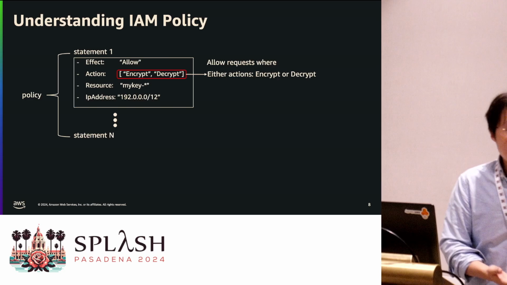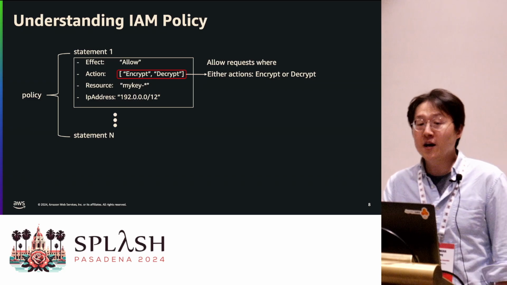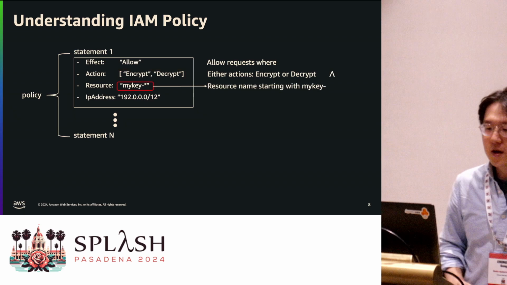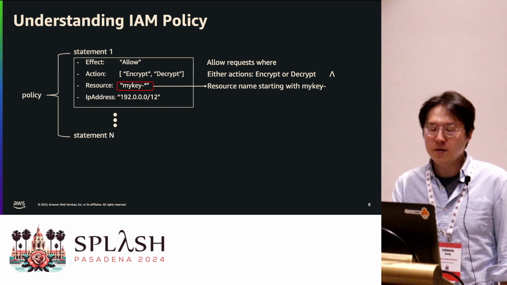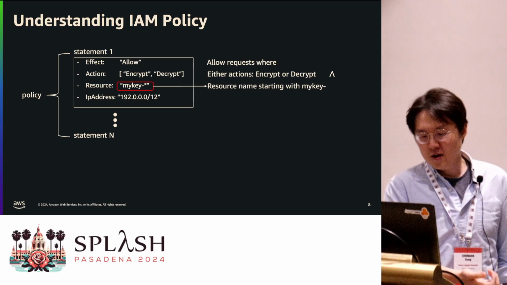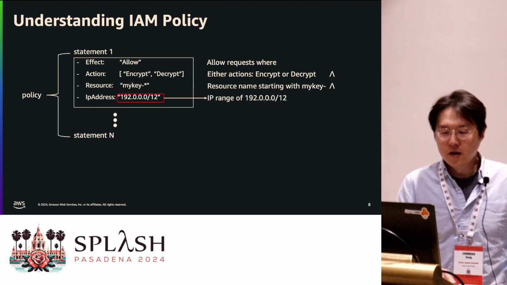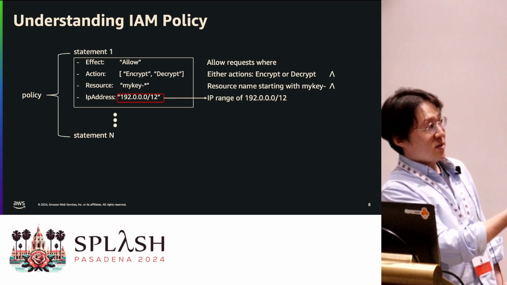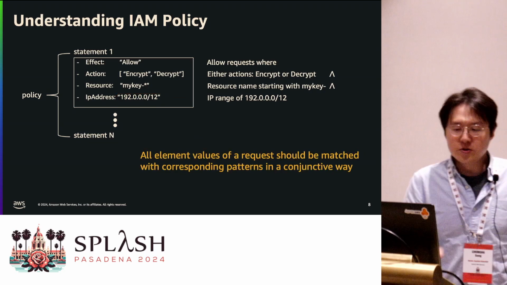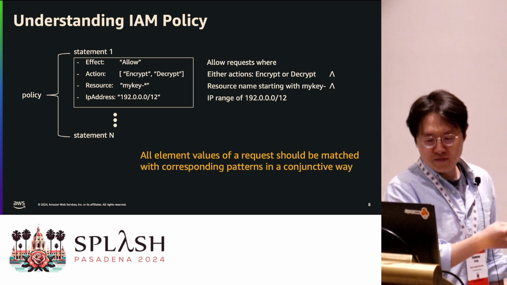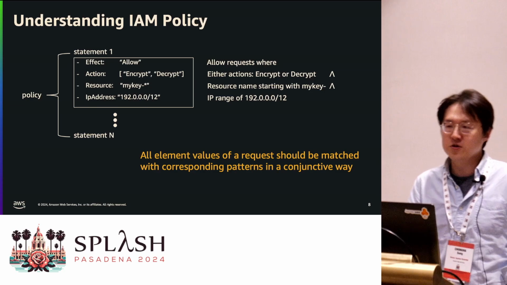This action element has these 2 string patterns, encrypt and decrypt, meaning the action value for the request should be either encrypt or decrypt to be allowed. And this resource element uses my-key-dash-star. The star here in an IAM policy is a wildcard for any length of any characters. So that means the resource value from the request should start with my-key-dash. And the last one is the IP address, which specifies a specific range of IP addresses, meaning the request should come from this range. So this means all elements of the request values should match these patterns in this statement in a conjunctive way to be allowed.